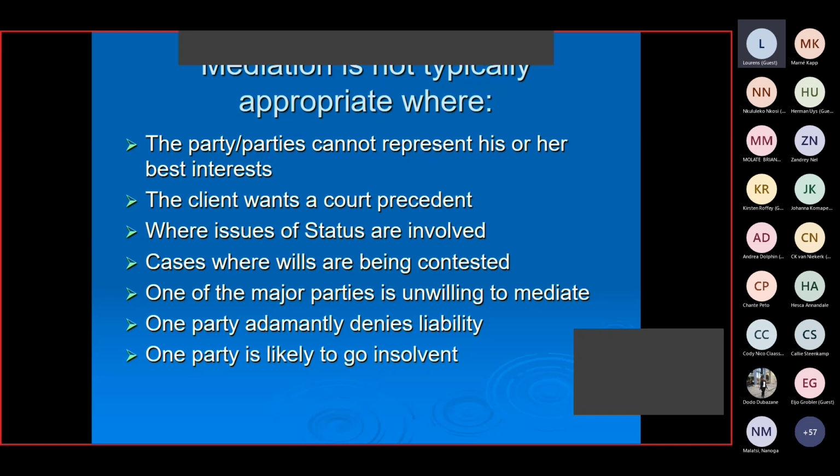One of the major parties is unwilling to mediate. Again, it's voluntary. Even if the court says you must mediate, if one party is absolutely unwilling to do it, you're not going to reach a successful conclusion. One party adamantly denies liability, that I already addressed, and one party is likely to go insolvent. That's for all the insolvency implications and results in law that mediation isn't well suited to address.